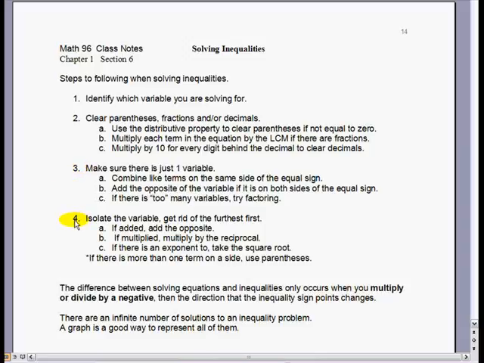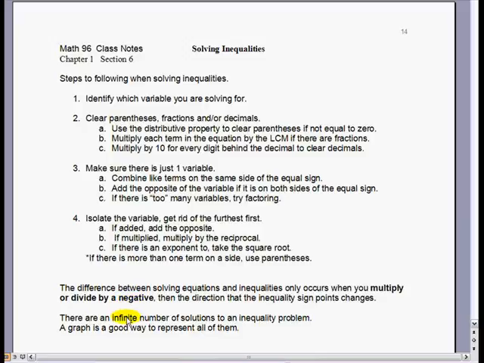Then you'll need to isolate the variable, getting rid of the furthest thing first. You can add the opposite, or you can multiply by the reciprocal. And later when we run into exponents, you can take the square root. The major difference between solving equations and inequalities occurs when you multiply or divide by a negative. Then the direction that the inequality sign points will change.